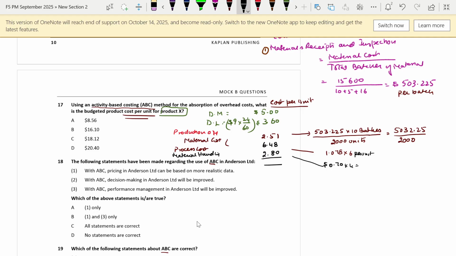Total of overheads: 5 plus 3.6 plus 2.51 plus 6.48 plus 2.8. That is 20.4. One question will be there, ABC and absorption costing.